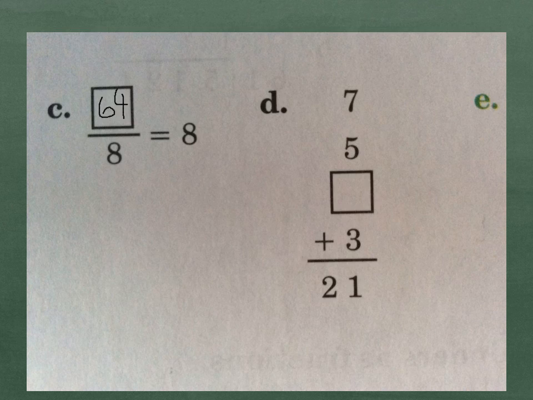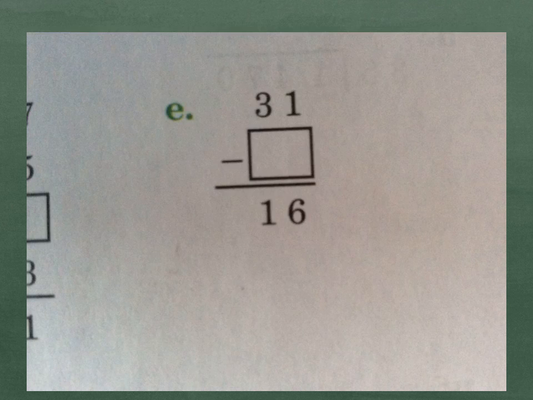D, let's add these up. 7 plus 5 is 12. Plus 3 more would be 15. Well, then what else would need to be added to give us 21? 15 plus what is 21? 15 plus 6. E, 31 minus what would be 16? 31 minus 15 would be 16.